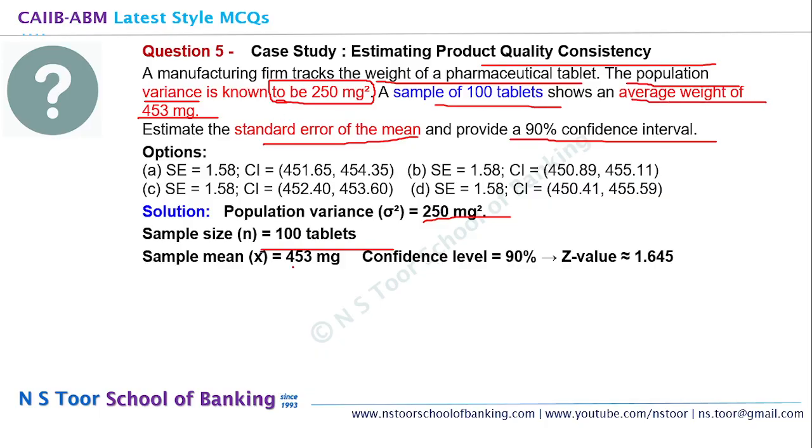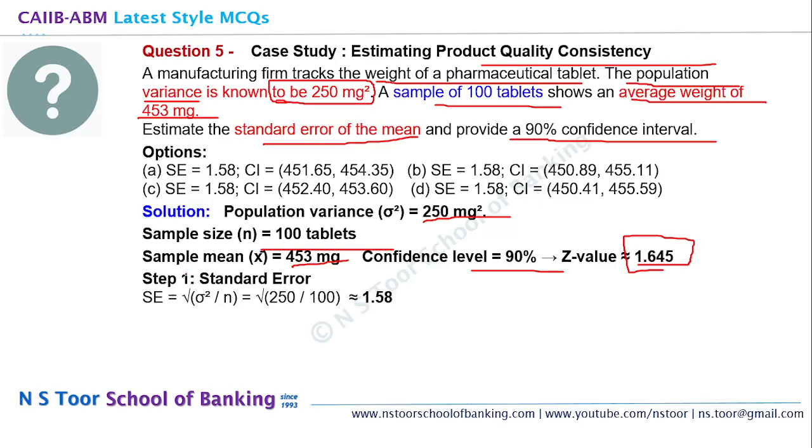So what is the sample mean? They have given the ready-made answer for this. The sample mean for 100 sample tablets is 453 mg. We have to find out at confidence level 90. So what is the value for confidence level 90? It is 1.645. They have taken it from the regular standard table.